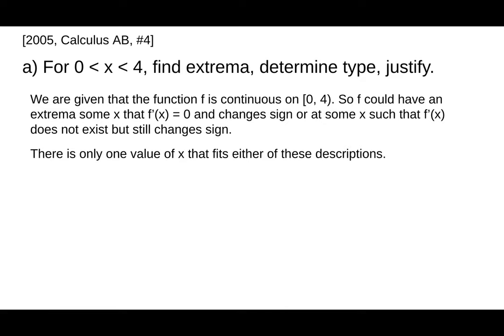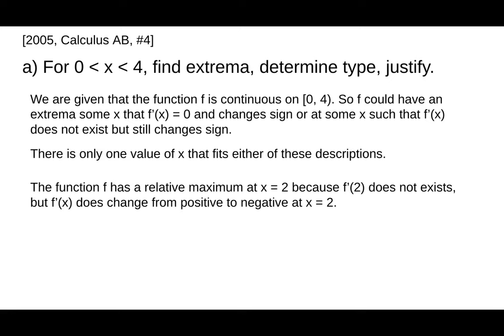By looking at the table that's provided in the question stem, there is only one value of x for which that description would be accurate, and that is at x equals 2. The function f will have a relative maximum at x equals 2 because f prime of 2 does not exist, and f prime of x does change from positive to negative at x equals 2.